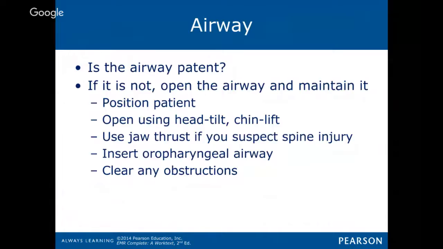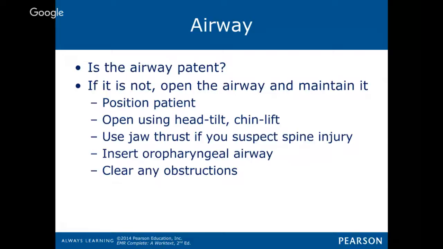So if the airway is not open, open the airway and maintain it. Position the patient, open using head tilt or head tilt chin lift. Use jaw thrust if you suspect spine injury. Insert an oropharyngeal airway and clear any obstructions. Understand that there may come a time where you can't easily clear an obstruction. What are you going to do if you find an obstructed airway that you can't clear?